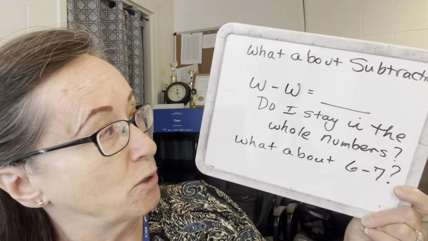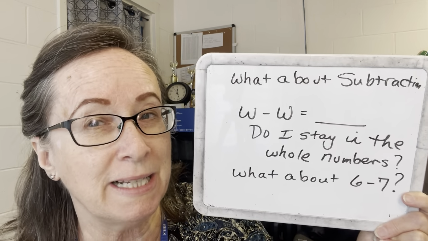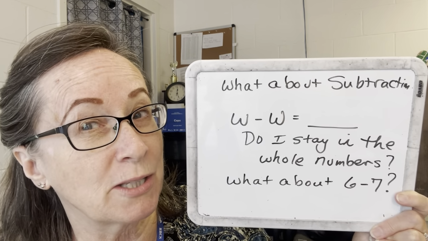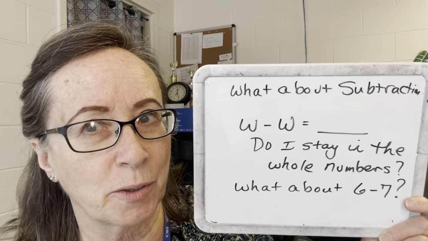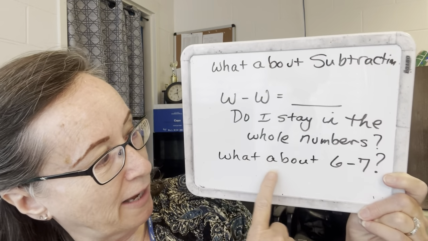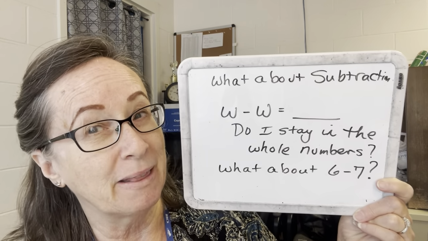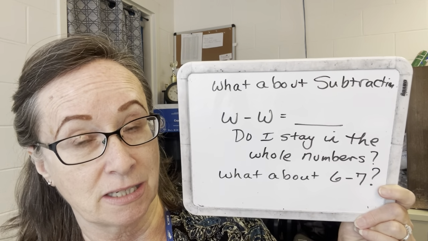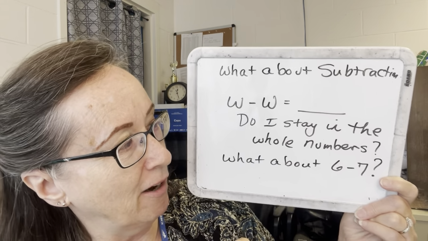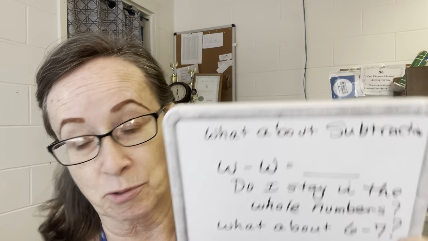What about subtraction? If I take any whole number and subtract another whole number, will I always stay inside the whole numbers? That depends on which numbers I choose. If I choose a bigger number minus a smaller number, then I would stay in the whole numbers. But what if I chose 6 take away 7? Both 6 and 7 are whole numbers, but the result when I say 6 minus 7, the difference, is -1. -1 is not a whole number. Therefore, the set of whole numbers is not closed under subtraction.